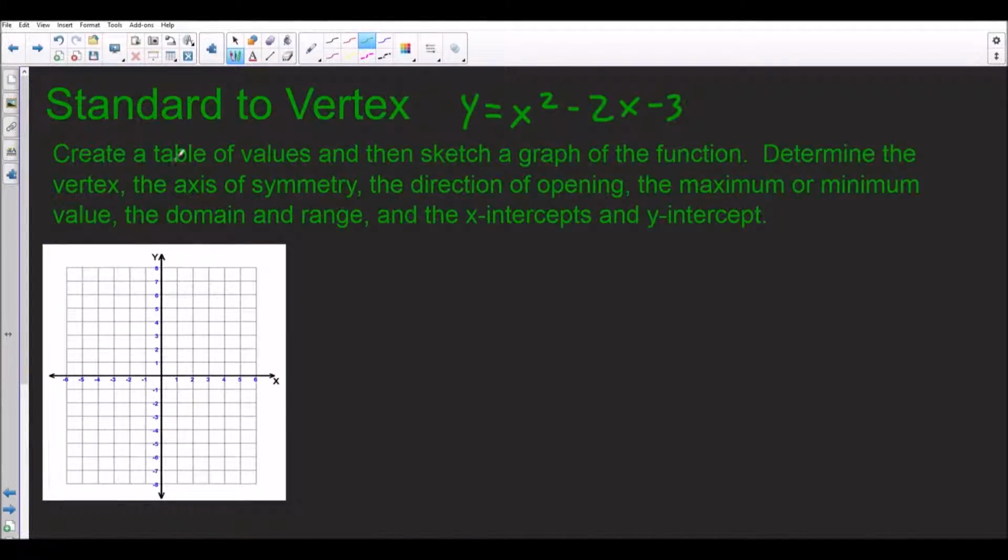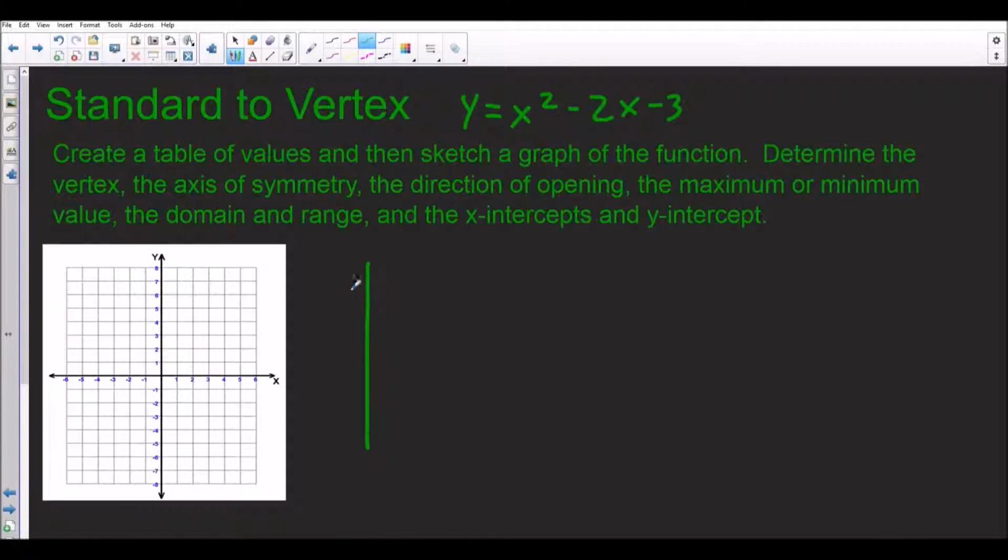All right, so it says create a table of values and then sketch a graph of the function. Determine the vertex, the axis of symmetry, the direction of opening, the maximum or minimum value, the domain and range, and the x-intercepts and y-intercept. So basically everything we've learned. So what we're going to do first is create our table of values.